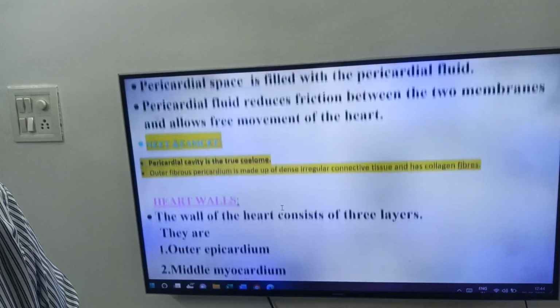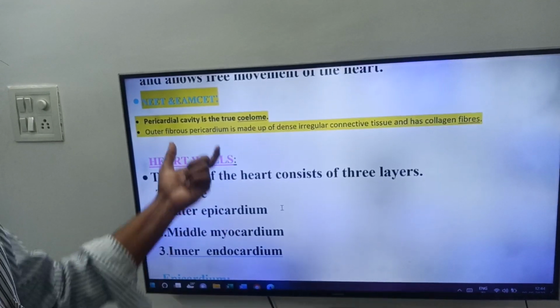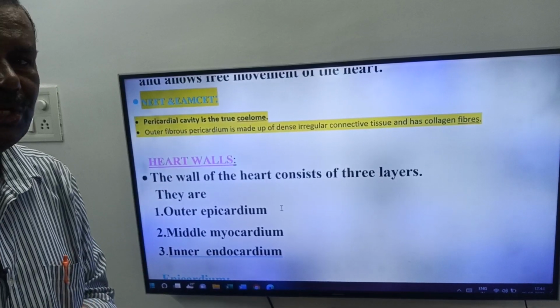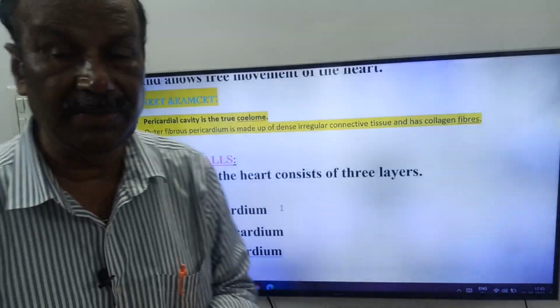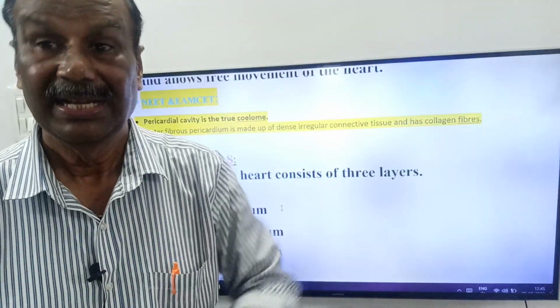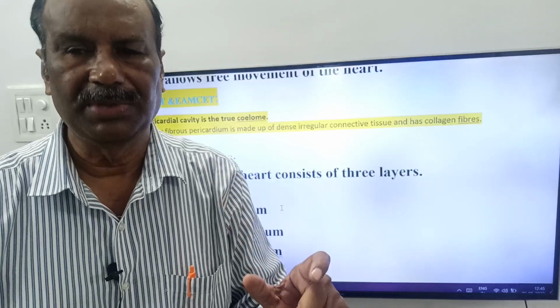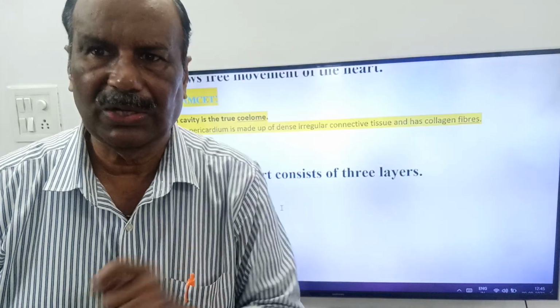Okay, friends. Now one or two neat questions, friends. Pericardial cavity is the true coelom, friends. You know, true coelom present between parietal layer and visceral layer. These two are mesodermal layers. So here, the pericardial cavity acts as a true coelom.